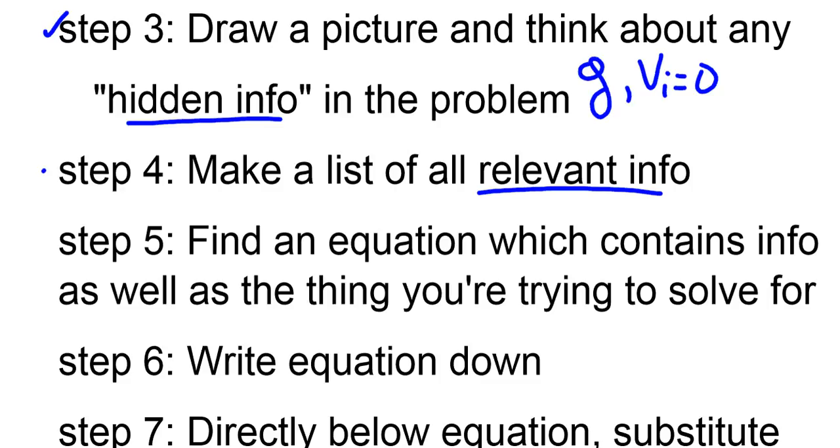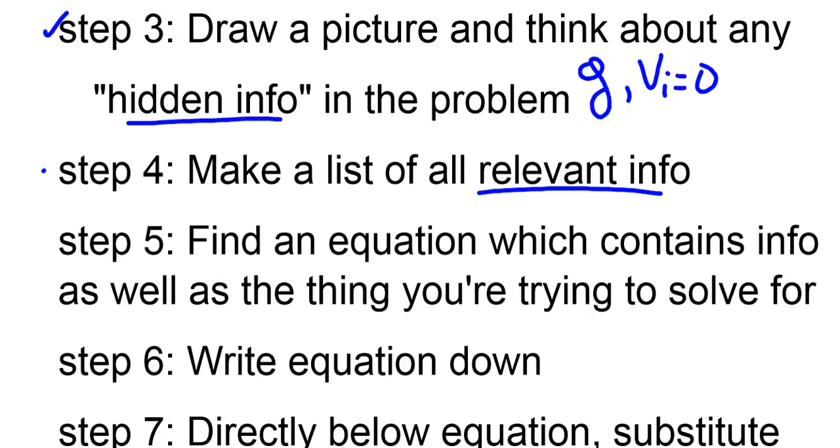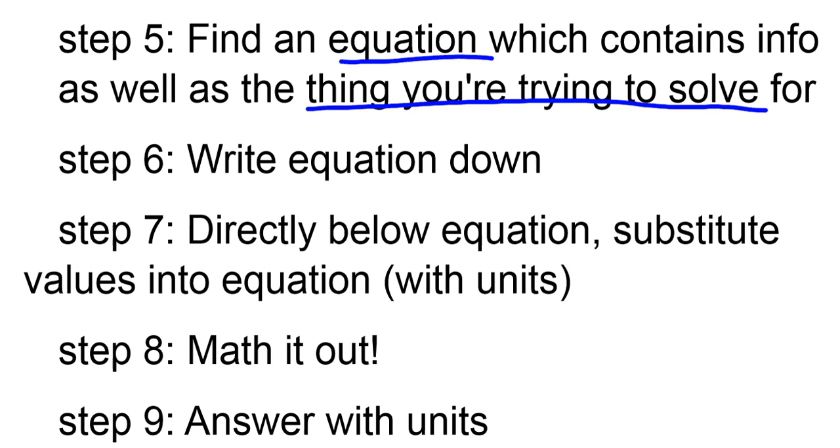So all the stuff you underlined and put letters next to, now I'll put it all in a nice condensed list. In step 5, once you've made your list of relevant information, you then go to your reference table and seek out an equation which contains all the information you put in your table, as well as, and most importantly, the thing you're trying to solve for. That's the whole point of the problem in the first place.